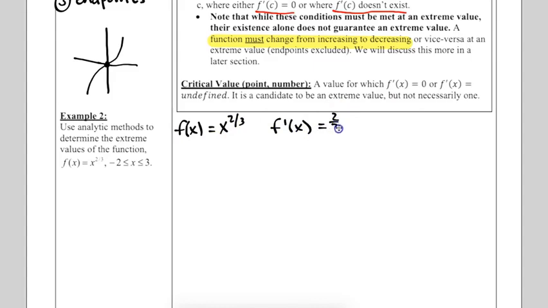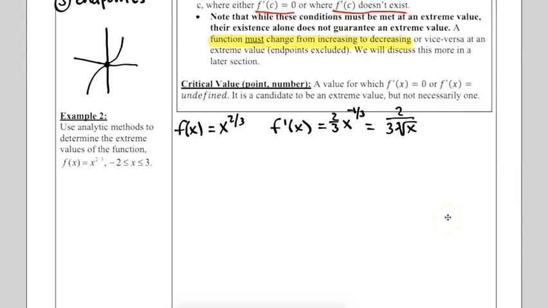Well, that's going to just be our power rule. We're going to bring down our 2/3 and our new exponent, -1/3. So, I might clean this up just so I can see what it looks like. It's going to be 2/3 times the cube root of x. So that's our derivative.